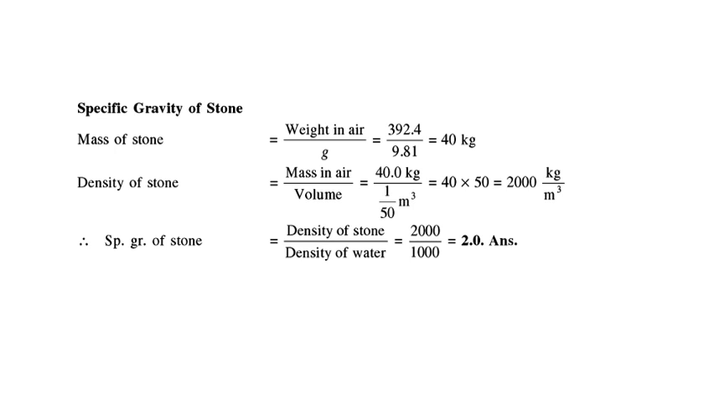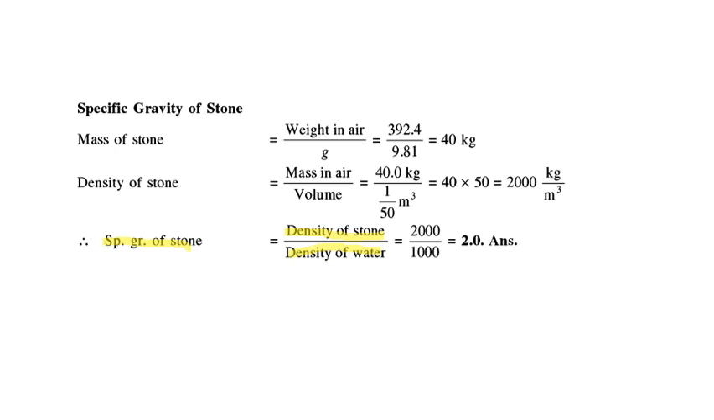Now in order to find out the specific gravity of stone, there are two ways. You can find out the specific gravity by taking the ratio of the density of stone to the density of water, or you can take the ratio of the specific weight of stone to the specific weight of water. So here they have used the density ratio.